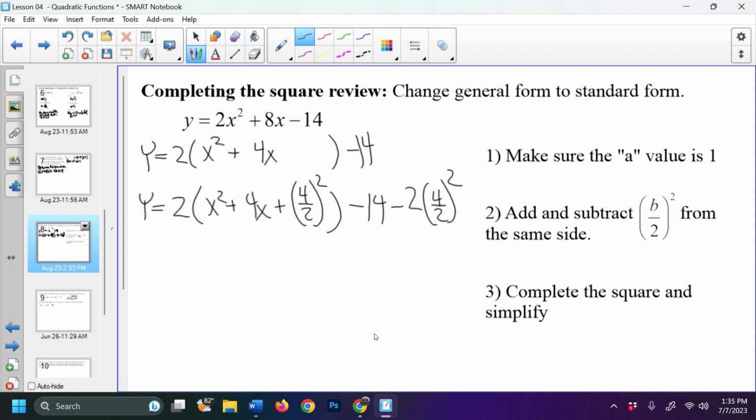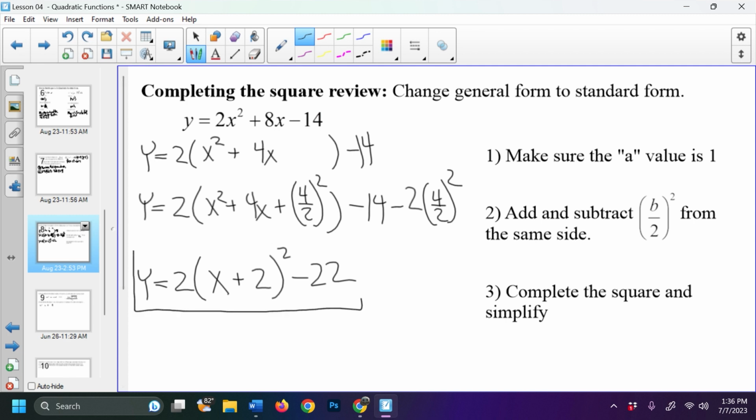So I have now completed the square. This is y equals 2 times a perfect square trinomial. It is (x plus, well, 4 over 2 is 2) squared. And then again, 4 over 2 is 2, squared is 4. 4 times 2 is 8, and then negative 14 minus 8 is negative 22. Now, I feel fairly confident in that, but let's go to Desmos and check to make sure that both of these two forms are the same.